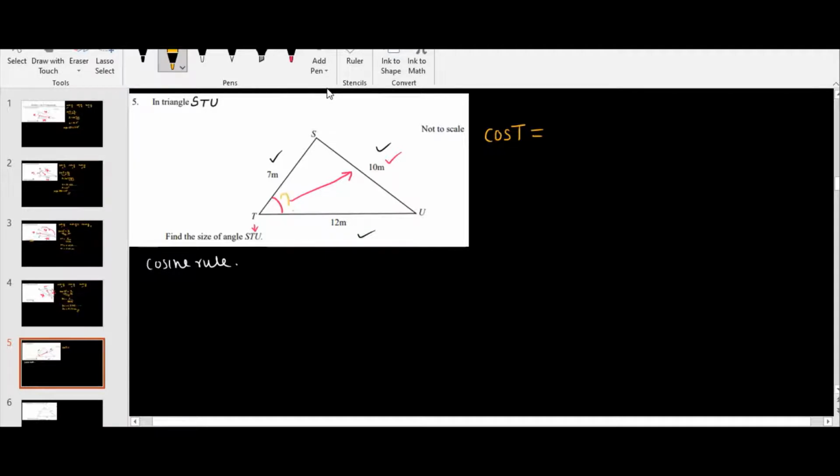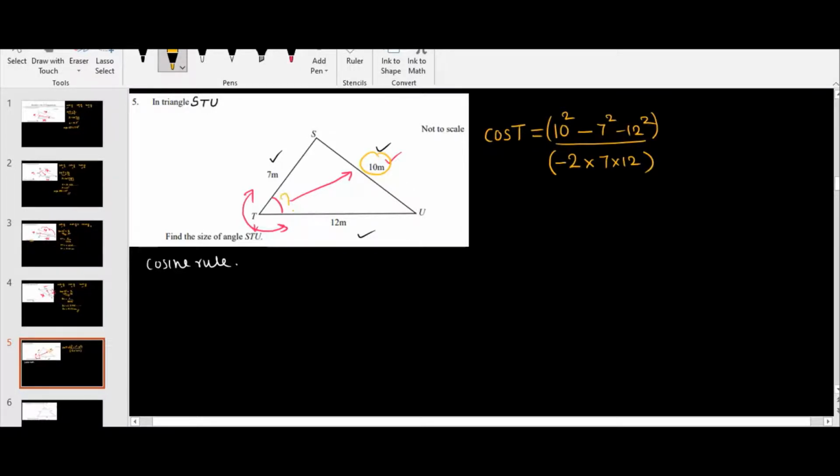You are finding this angle, so the opposite side is 10 meter. So you will write that first, 10 square, and then the other two sides beside the angle T. So that is 7 square minus 12 square. Divide by, you should write these values in brackets so that you can get the correct answer in the scientific calculator. Then in the denominator, in the formula, it is minus 2 multiply, and then the other two sides are 7 and 12, so 7 multiply 12. This is the way you should write the formula.